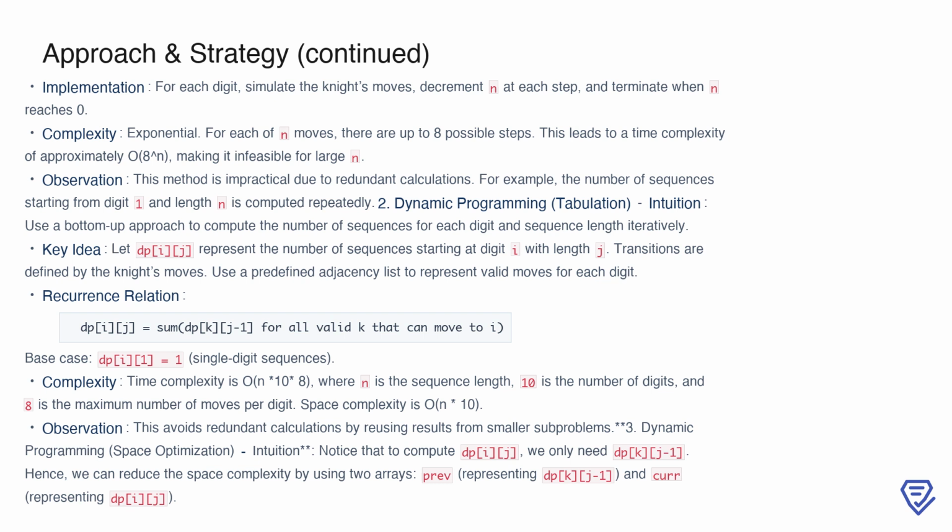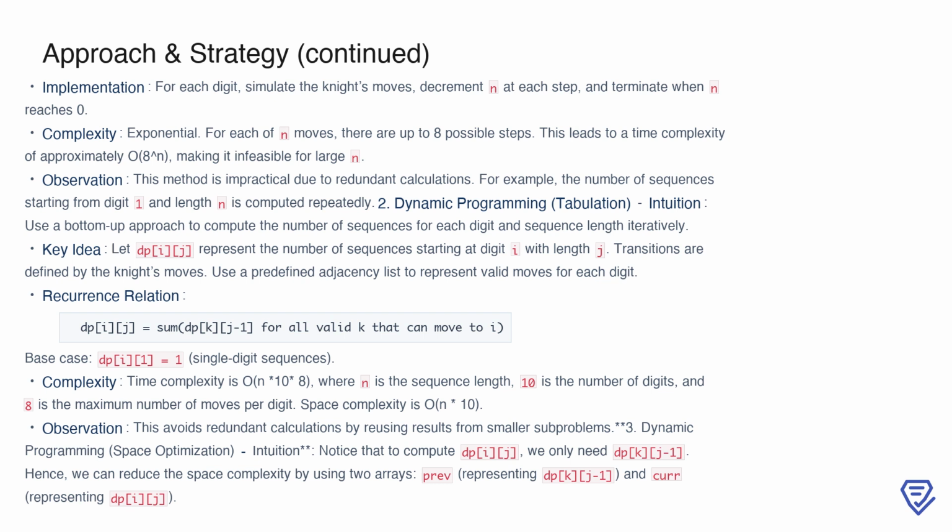To address these inefficiencies, we can turn to dynamic programming, specifically a tabulation-based approach. Here, the idea is to iteratively compute the number of valid sequences for each digit and sequence length in a bottom-up manner. We define dp[i][j] as the number of sequences starting at digit i with length j. Using a predefined adjacency list to represent valid knight moves, we can transition between states by summing up the results from all digits that can move to i.